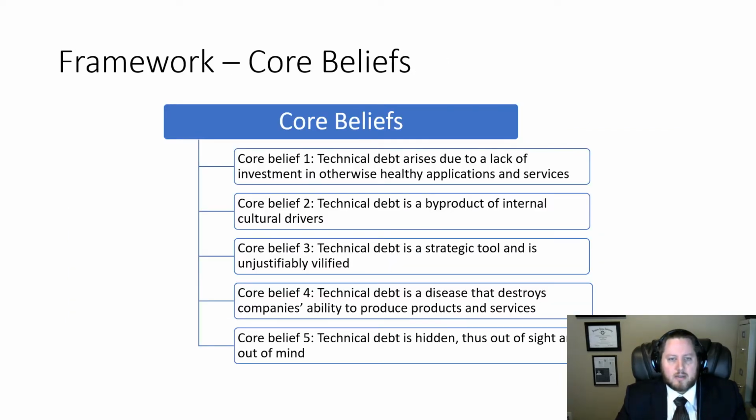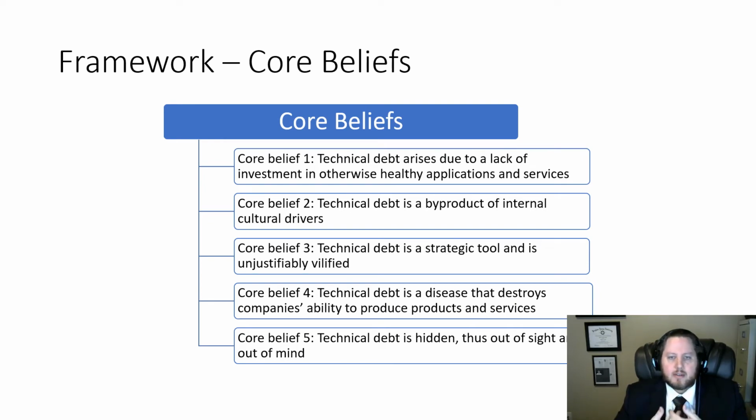So in the core beliefs section, after going through several hundred articles, they boiled down into 5 core beliefs about technical debt. The first core belief is that technical debt arises due to a lack of investment. So this is there's not enough money, and that's why technical debt exists. It's the one most commonly found in newspaper articles and from executive correspondence when talking about technical debt. The second is that technical debt is a byproduct of internal cultural drivers. This one talks about things like a culture that doesn't do process optimization or is highly siloed. Technical debt exists because there's a culture that doesn't allow it to be remediated. It's the idea behind this core belief.